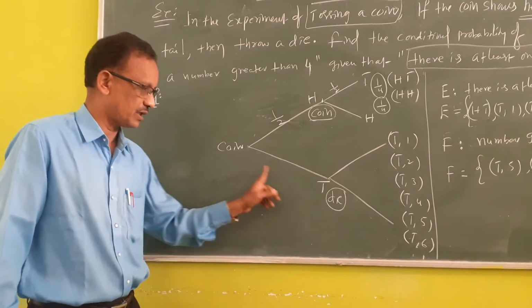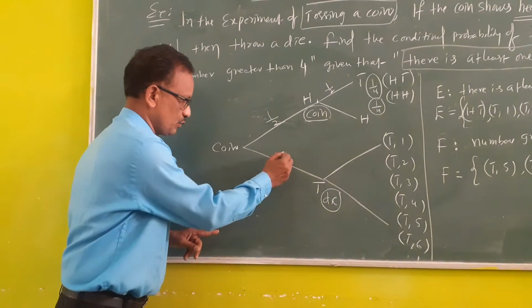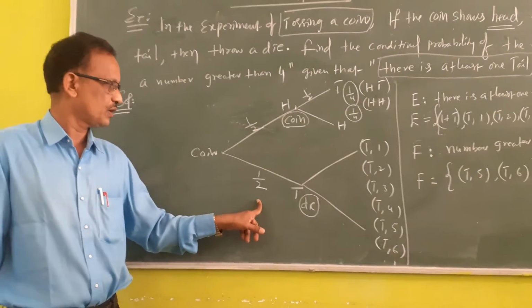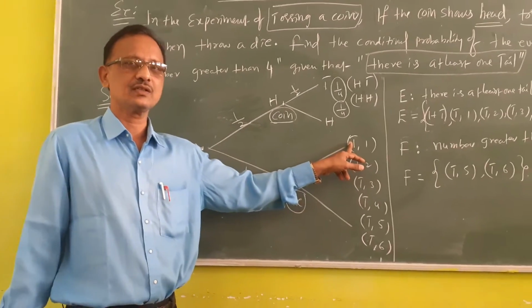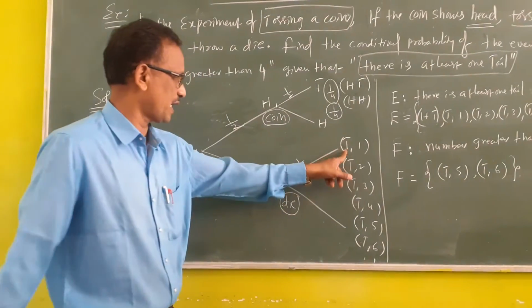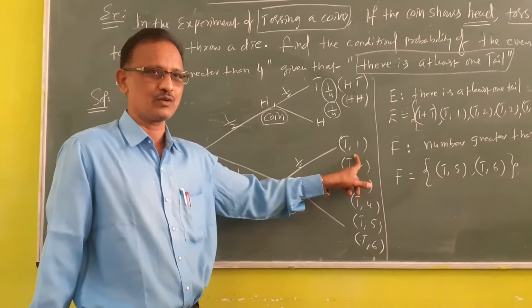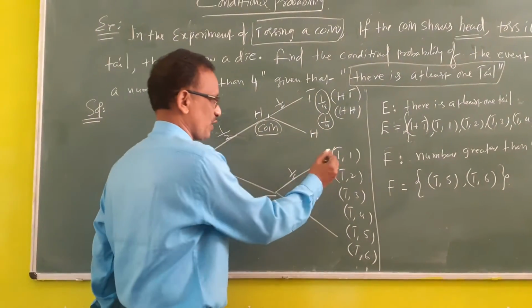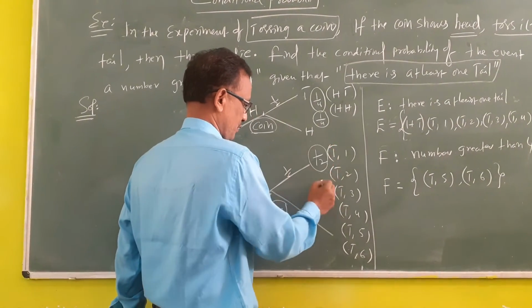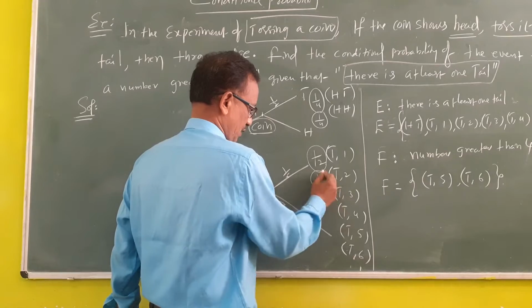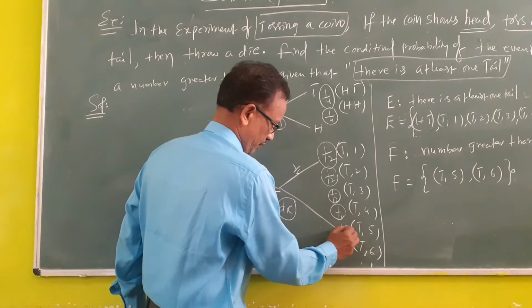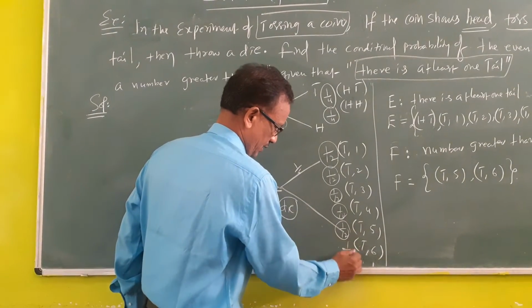Right. So come to this. Here, the probability of tail is 1 by 2, and from the die, individually 1 by 6. But to get this event T1, it is 1 by 12. How is it 1 by 12? That is important. All of them have a probability of 1 by 12.